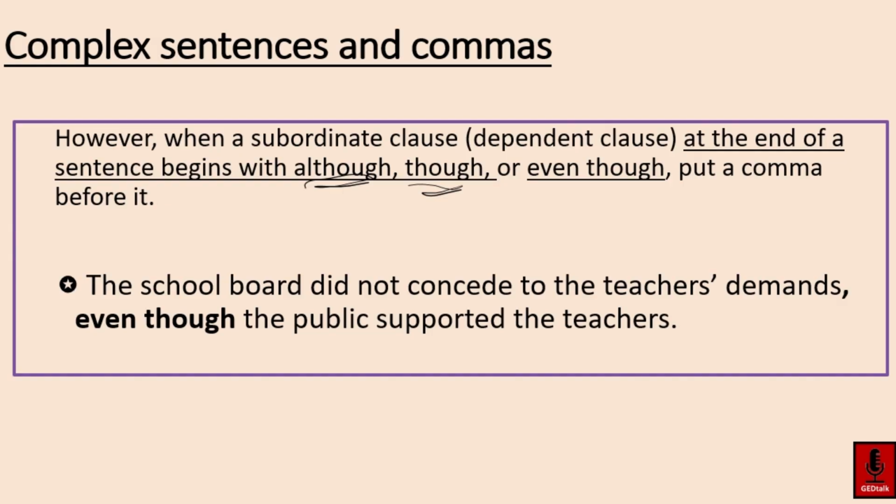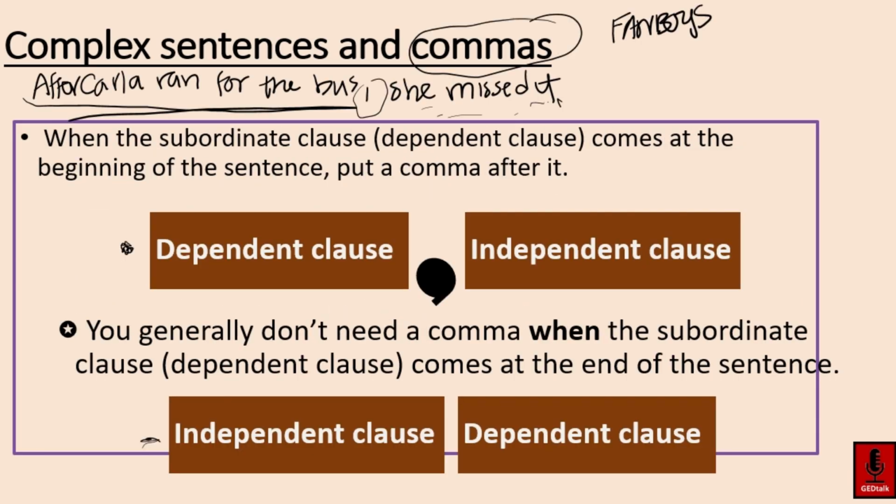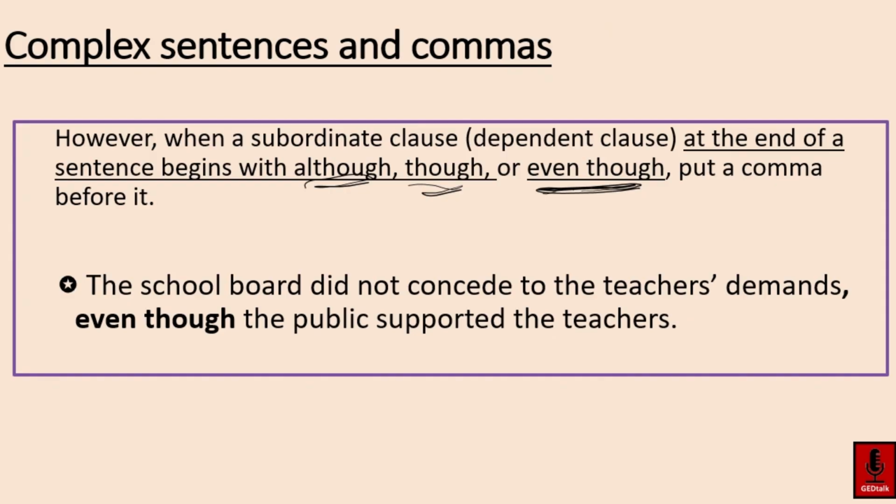So when you see these different words, this one is a phrase, but when you see although, though, even though, you need to put a comma before it, which goes against this rule because you see down here, if your independent clause comes before the dependent clause, you don't worry about the comma. But folks, once again, you use although, though, even though, you need the comma. Let's look at our example.